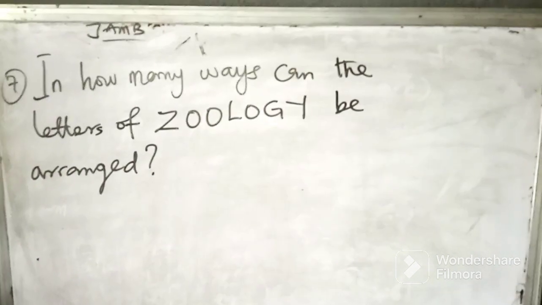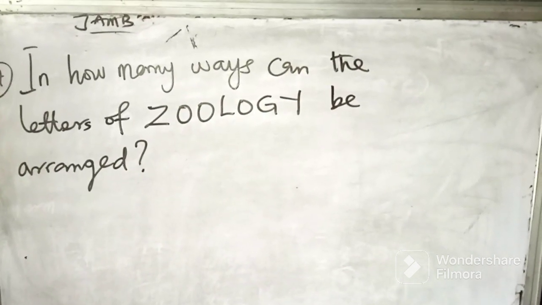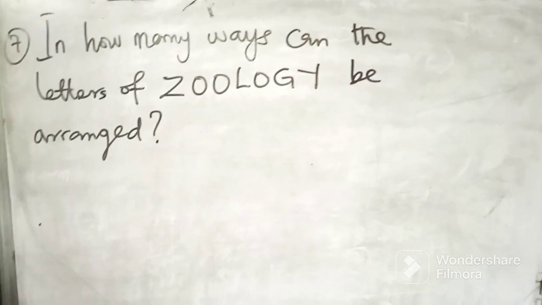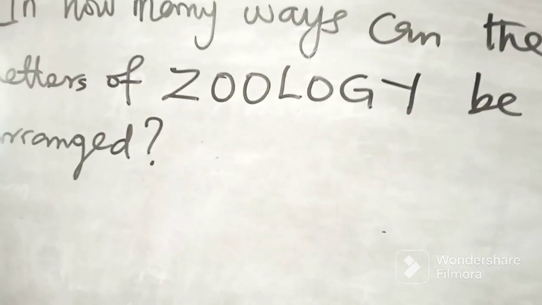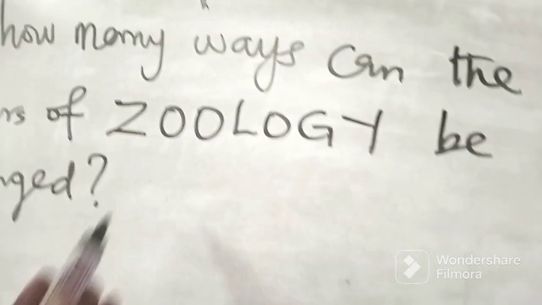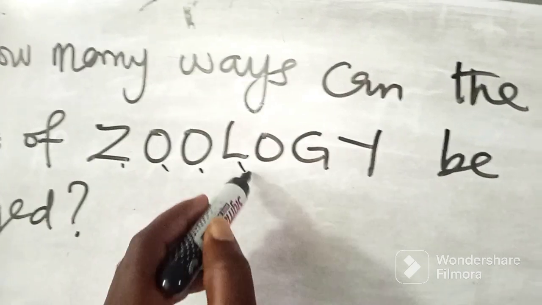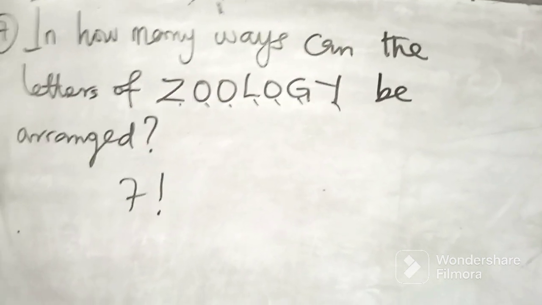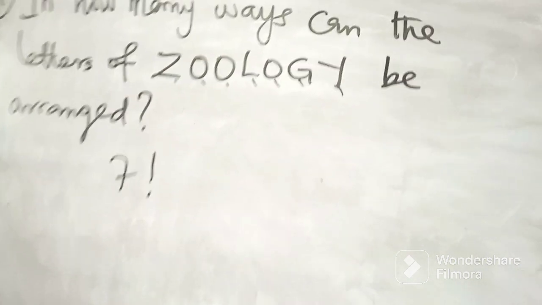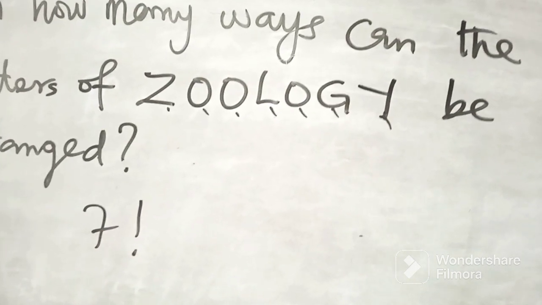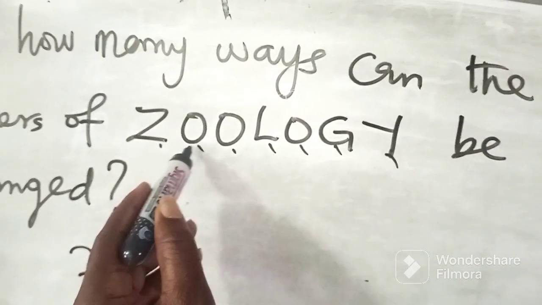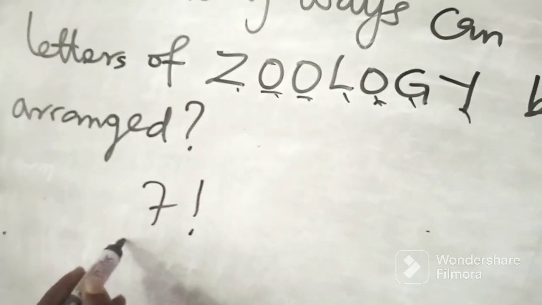Question 7. In how many ways can the letters of zoology be arranged? So to solve this question is very simple. If we count the number of letters that make up the word zoology, let's count it. We have 1, 2, 3, 4, 5, 6, 7. That will give me 7 factorial. But because we have some letters that are repeating themselves, that is, we have O, how many O do we have? We have 1, 2, 3. So we divide it by 3 factorial.